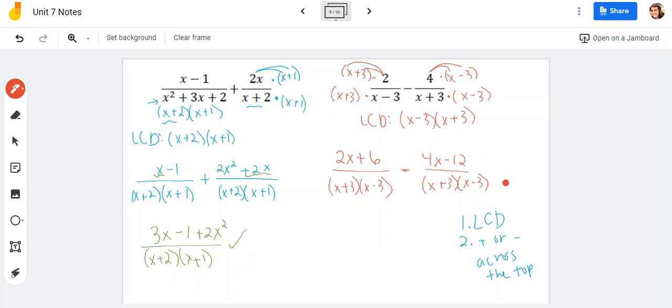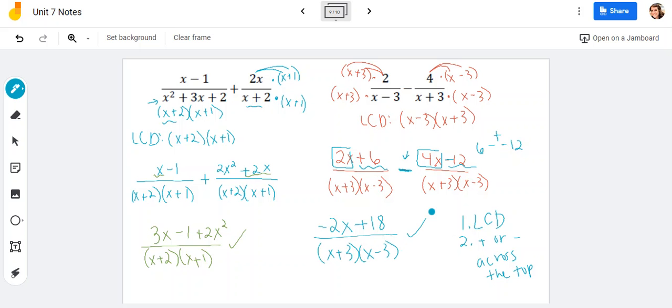All right, now that my denominators are the same, I can add or subtract across the top and combine my like terms. So I see I have a 2x minus 4x. Got to be really careful with this minus here. So 2x minus 4x is going to be negative 2x. And then I have a positive 6 minus a negative 12. So 6 minus negative 12, those two negatives become a positive. So I get plus 18 all over my common denominator, and I'm good to go.